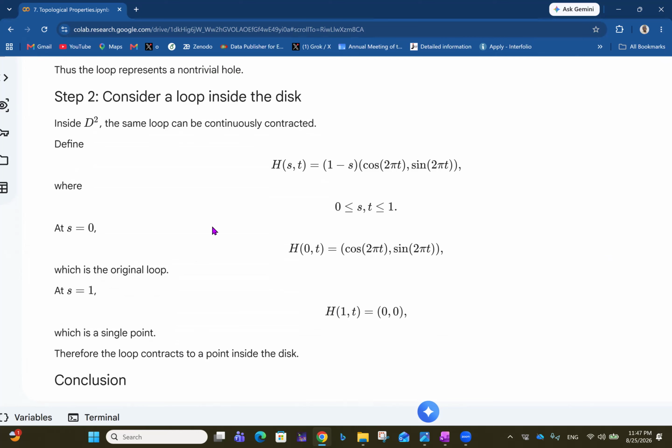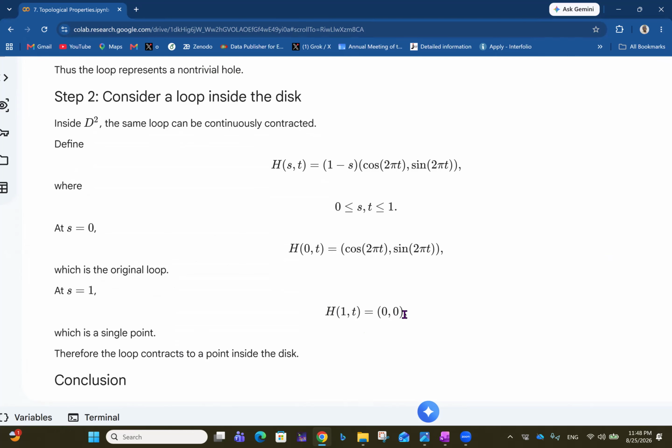So at s equals 0, we have h of 0, t and 1 minus s, that's 1, times the whole of this. So cos 2 pi t, sine 2 pi t. So it's a circle. This is the original loop now. As s is 1, the same disk is shrunk to the center 0, 0.